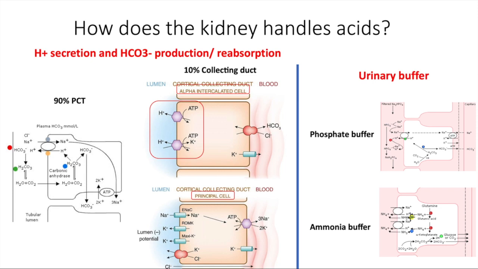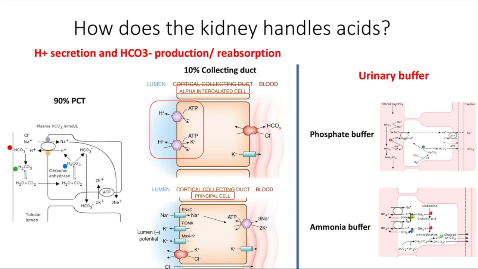For buffering, it involves phosphate and ammonia buffer with complicated pathways. Alkaline phosphate is filtered into the tubular fluid. This dissociates, and one sodium is exchanged for a hydrogen ion to form acid phosphate to be excreted. The pKa is 6.8, and it mainly occurs in the distal tubule.